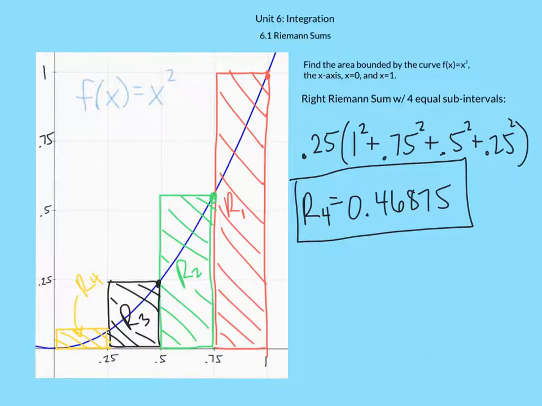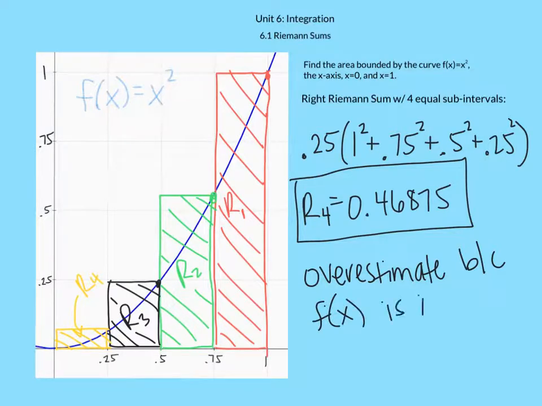A lot of times on the AP exam, it'll ask whether or not one of our Riemann sums is an under or overestimate. This one's an overestimate, and the reason being is because f of x, our function, is increasing. Therefore, the height from the right is larger than the height from the left. So f of x is increasing on 0 to 1.